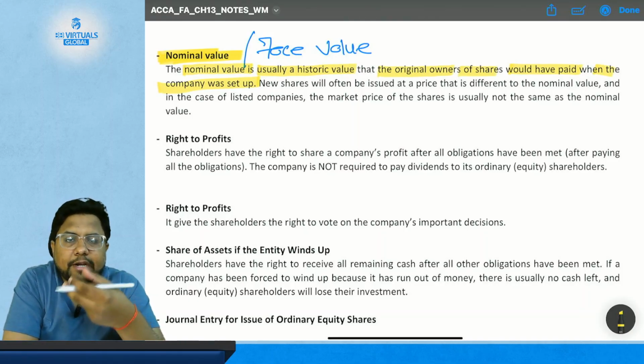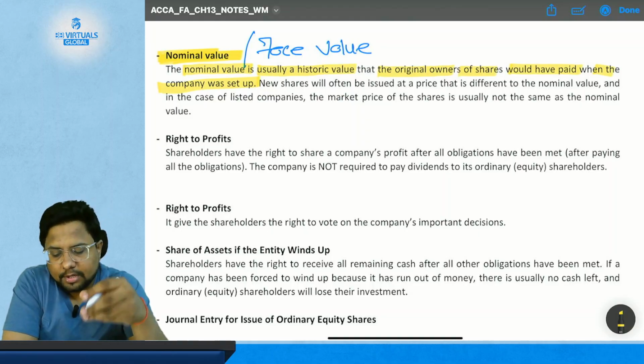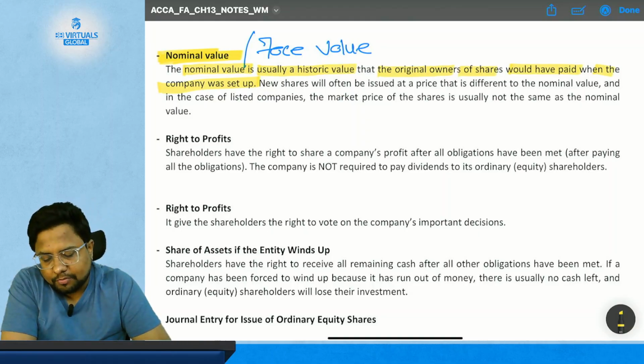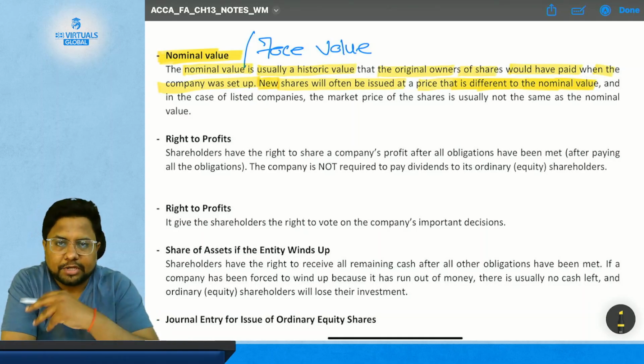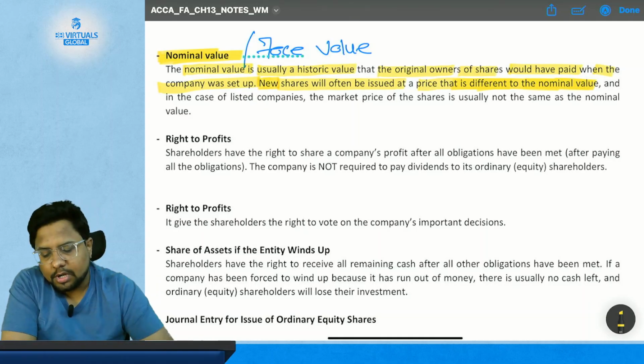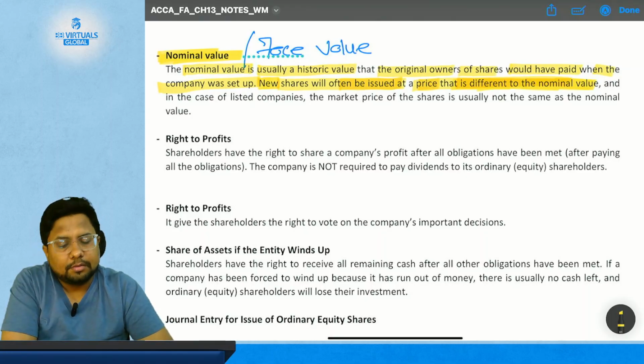That means the share at which the promoter contributed to the company. New shares will often be issued at a price that is different to the nominal value. True. The new share, that means the share subsequently issued after the first issue, will often be issued at a price which is different from the nominal value.